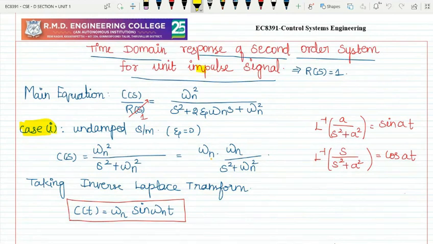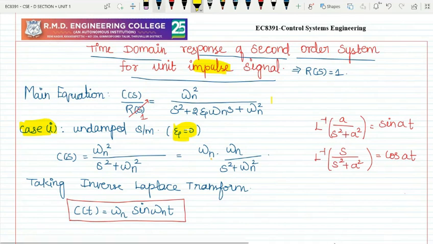The first case I am going to discuss is the impulse signal. Next we have to discuss the step signal. It is the same procedure only. We have to discuss the impulse signal for all the cases: undamped, underdamped, overdamped, critically damped. Sorry, four cases. So we have to discuss this impulse signal with the four cases. As usual, we take the main equation of the second order system. In that, for the undamped system, we know epsilon equals 0.